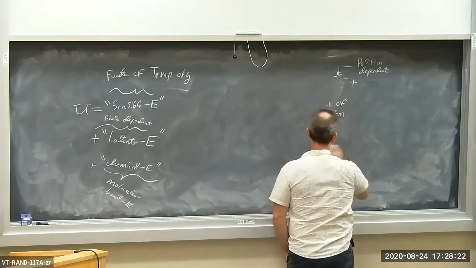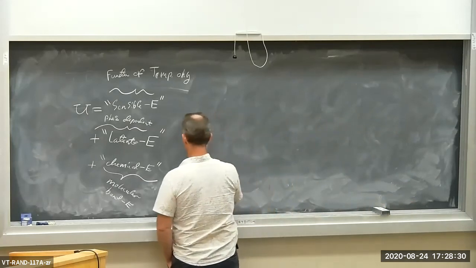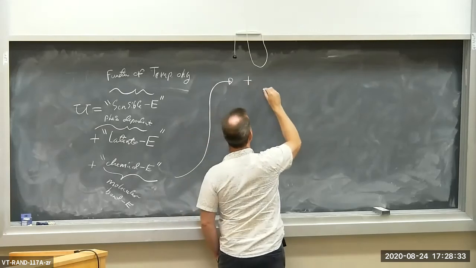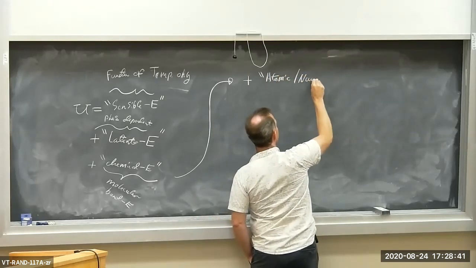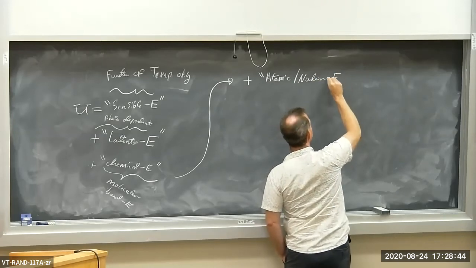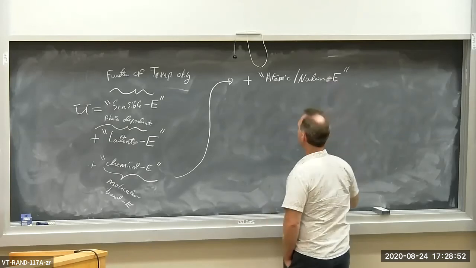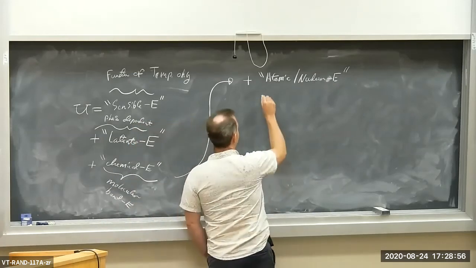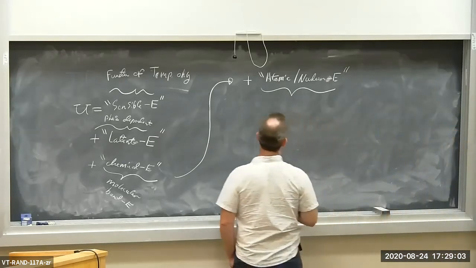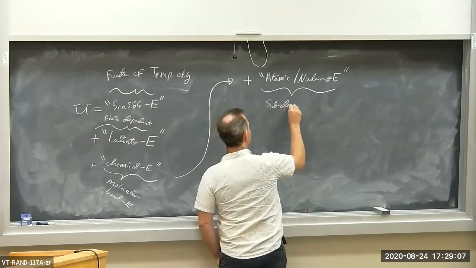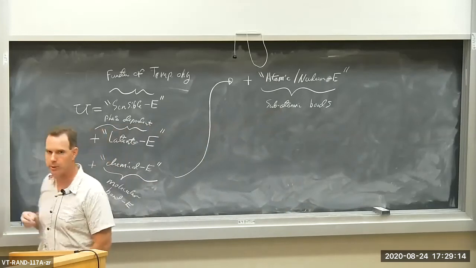And then the other big one is atomic energy, or if you like, nuclear energy. And that's, of course, due to subatomic particles that make up the atom: subatomic bonds, bonds between protons and neutrons and electrons and all that.